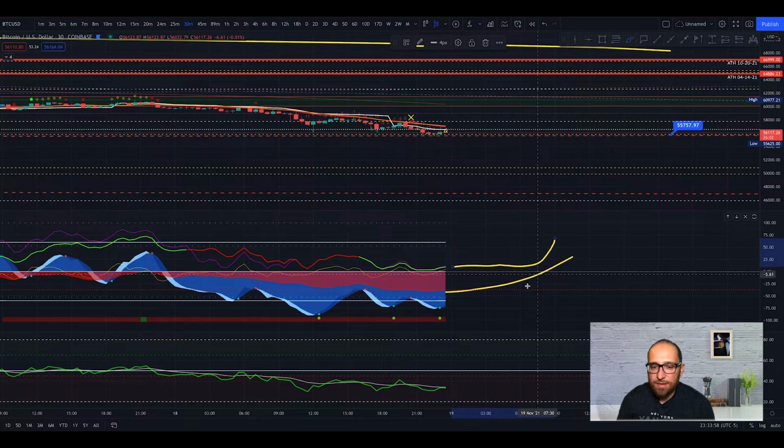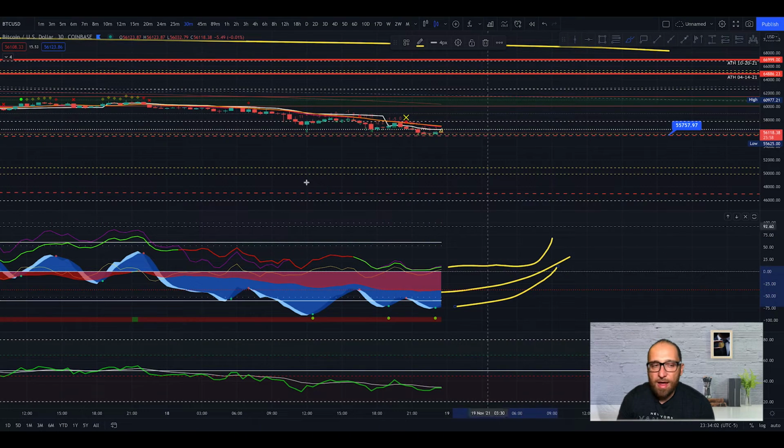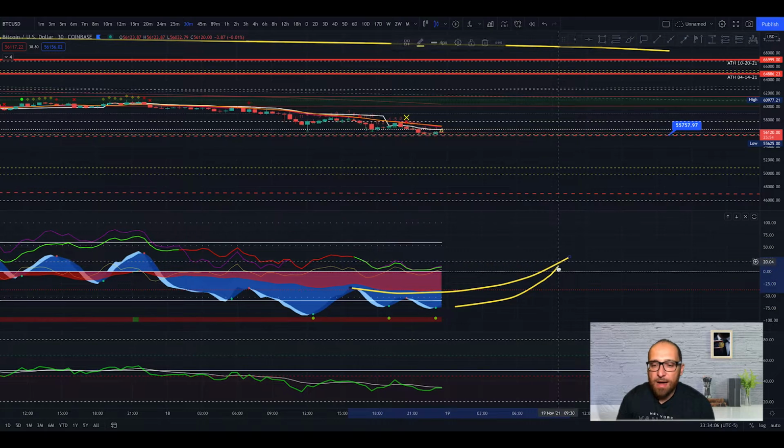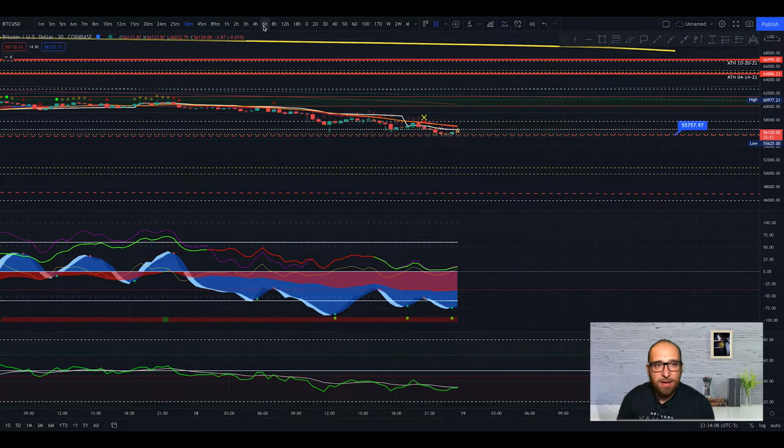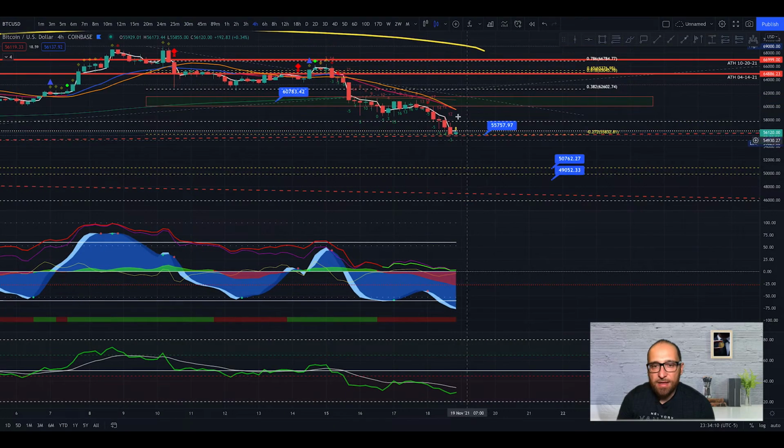If we see something like this and the momentum wave going up, probably this is the end of the correction. But I expect right now in the 4-hour chart, I expect a retest of the EMA 200, $60,000, $59,000, and another leg going down.